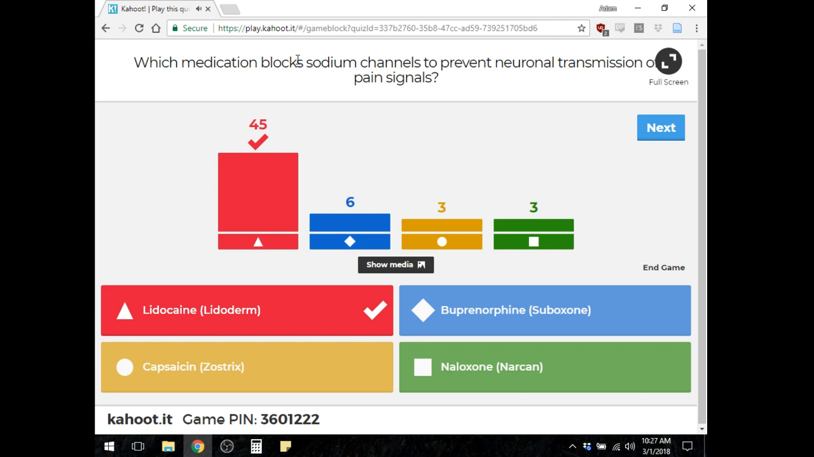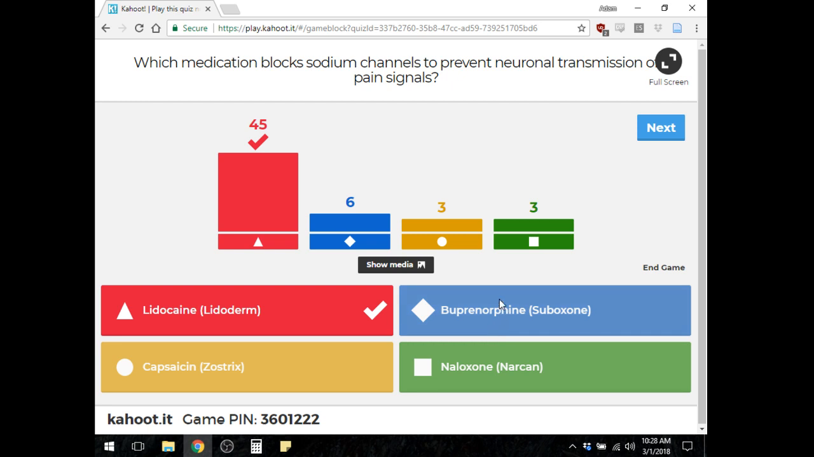All right, yes, lidocaine would be the correct answer in this case. We were talking about local anesthetics being nice because they're opioid sparing. Very specifically, they work locally to block sodium channels. You prevent the action potential propagation, so the pain signal is never sent up into the CNS. That's why you get that numbness, that anesthesia, at the local site.